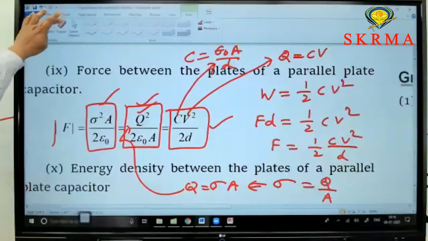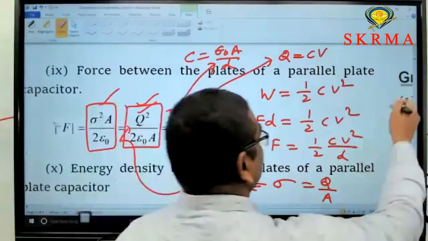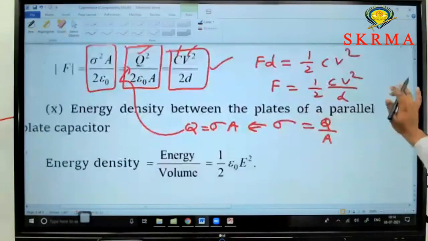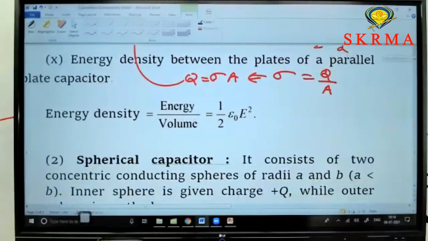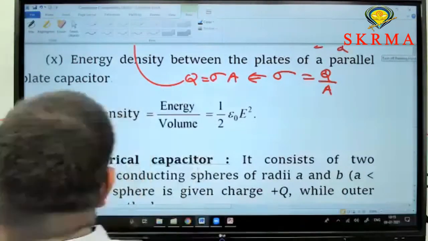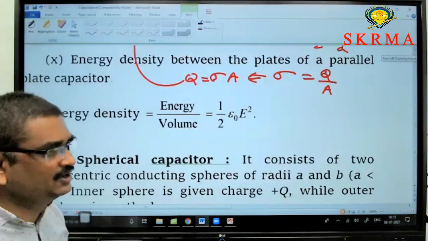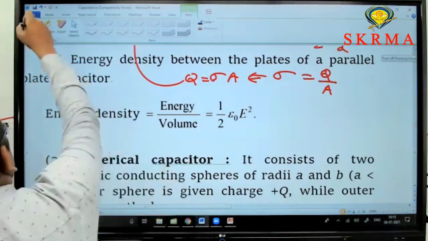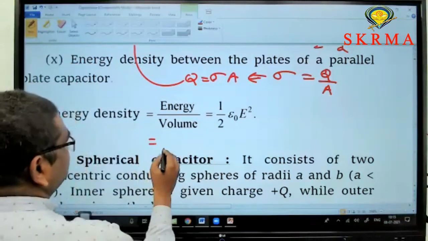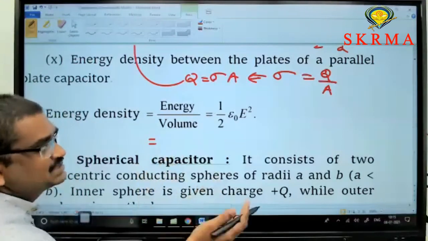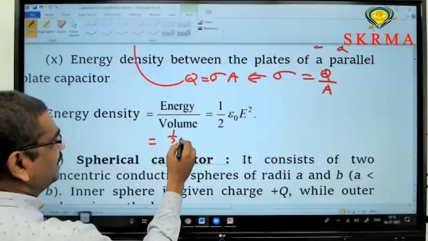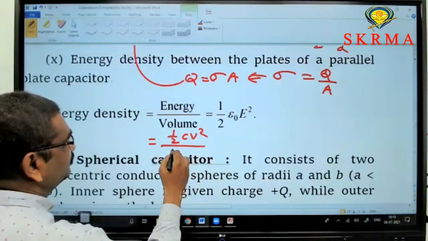Next one, energy density. What is meant by energy density? Energy per unit volume. Energy density is nothing but energy stored per unit volume. What is the value of energy stored? Energy stored formula is half CV square. So half CV square by volume.